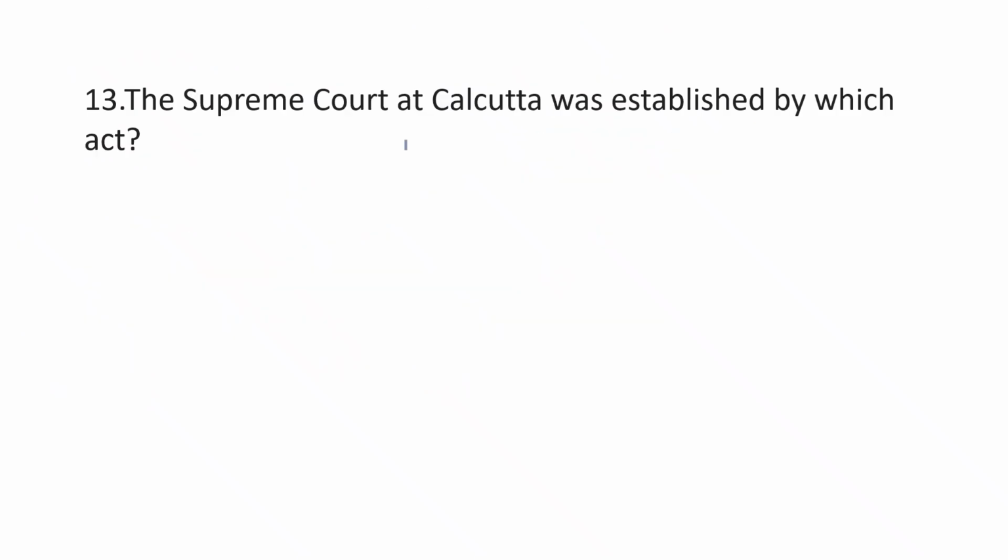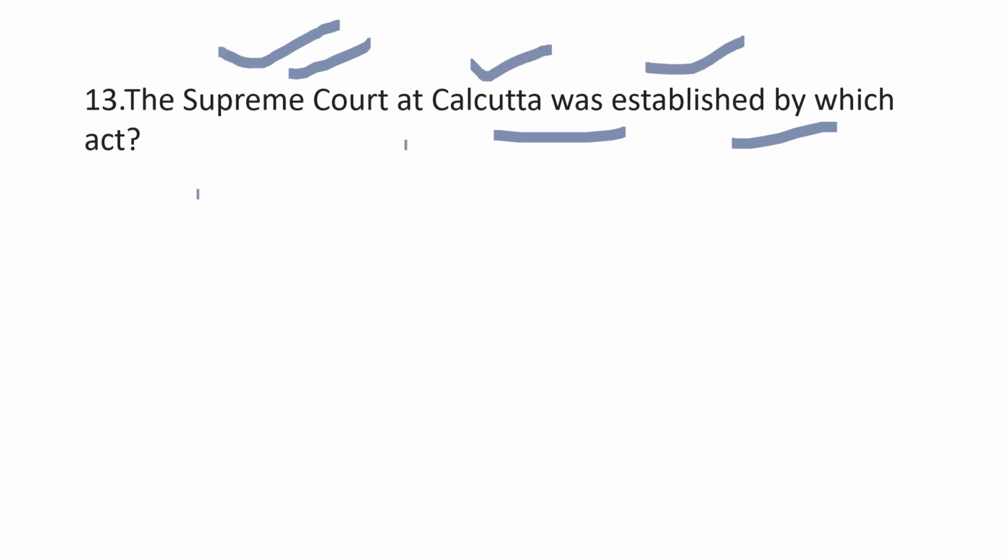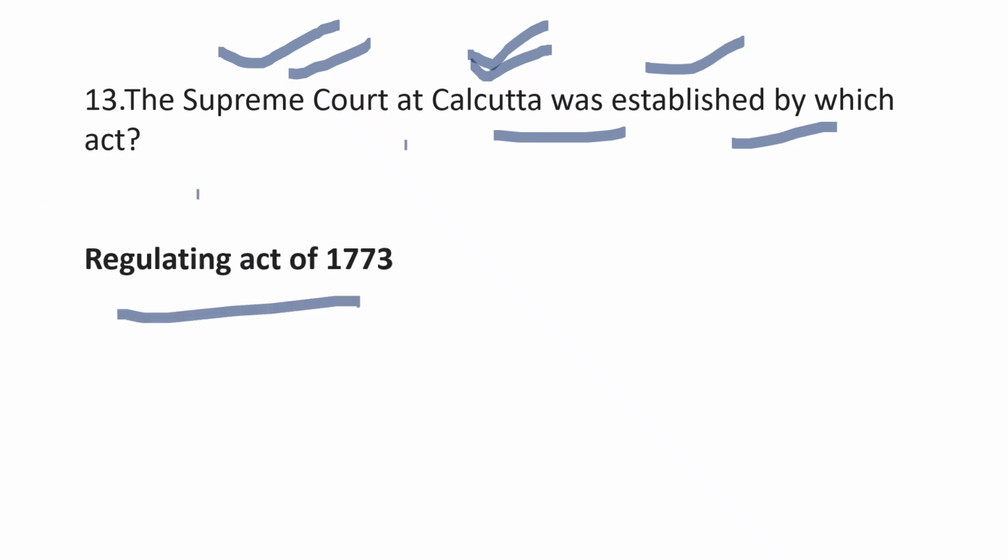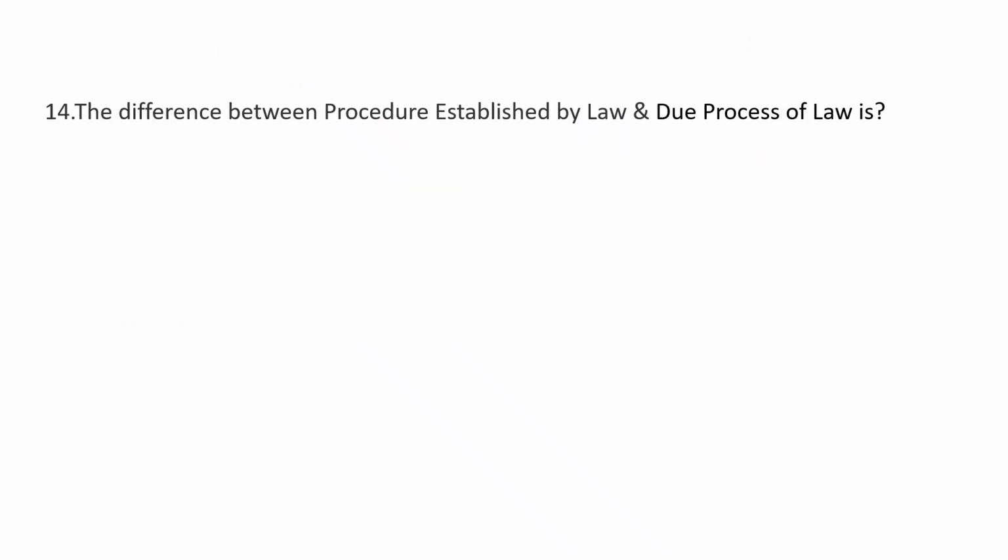The Supreme Court at Calcutta was established by which act? We have already seen the Supreme Court was first established in Calcutta and the act that supports this establishment is the Regulating Act of 1773. Okay, Regulating Act of 1773. Next question.